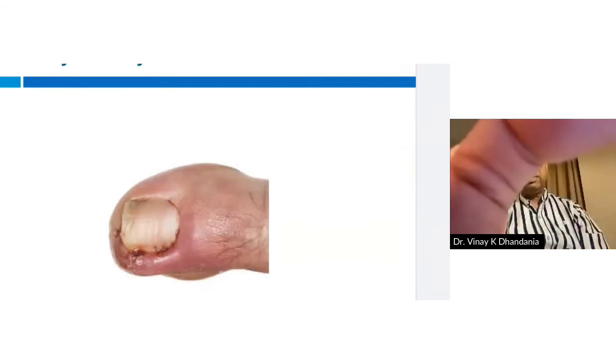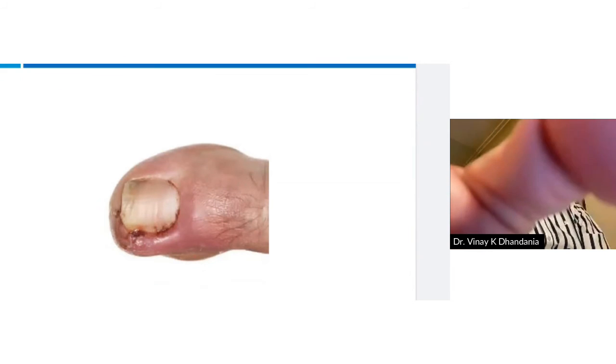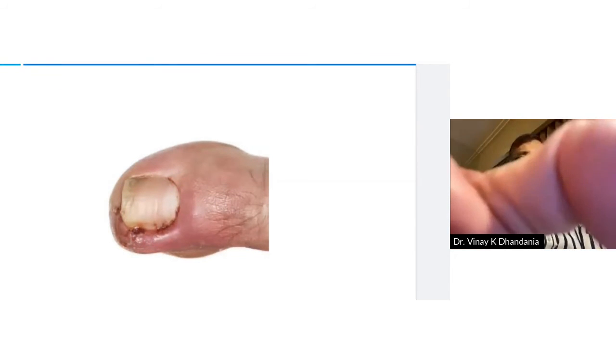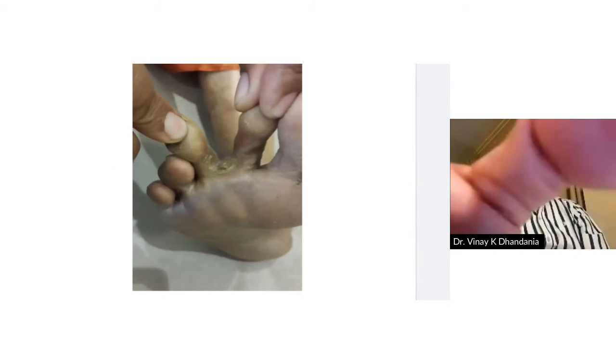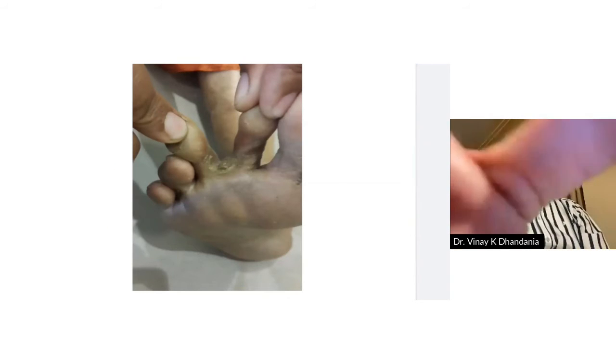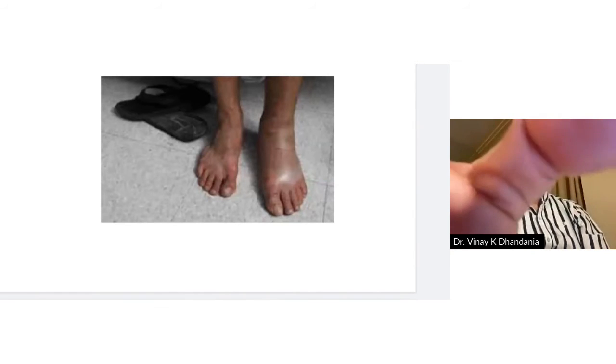Onychomycosis is again seen in a lot of patients, and if you don't treat them, this leads to paronychia. This is again very, very common. This is what is called a web space ulcer. Swelling is the earliest feature of abscess and cellulitis, which you see in clinical practice.